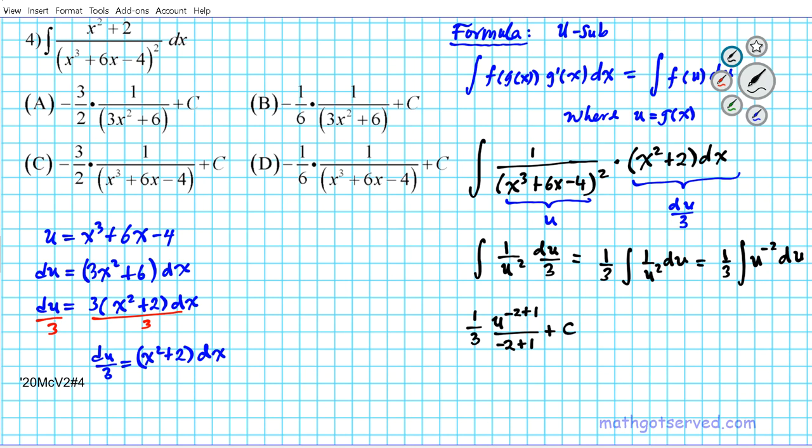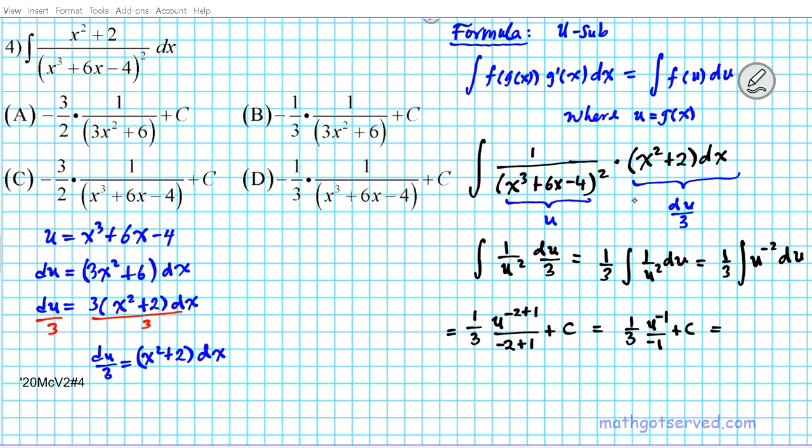Okay, all right, so let's simplify that. If we simplify that, we're going to have 1/3 u to the negative 1 over negative 1 plus c. And then let's see what we have. Simplifying further, we have negative 1/3 times, what? The minus right here becomes a negative 1/3, and then you reciprocate this, times 1 over u. So you can just have times 1 over u plus c.